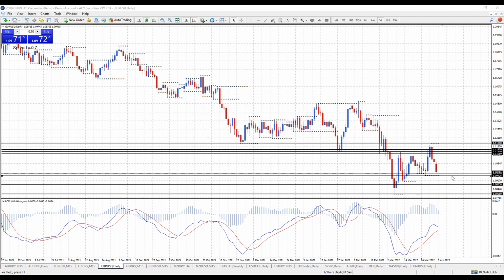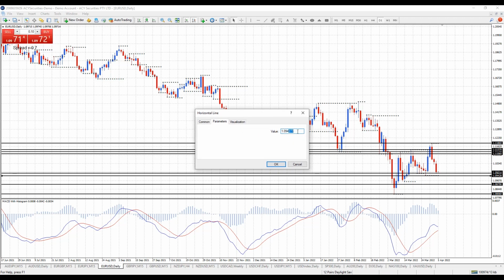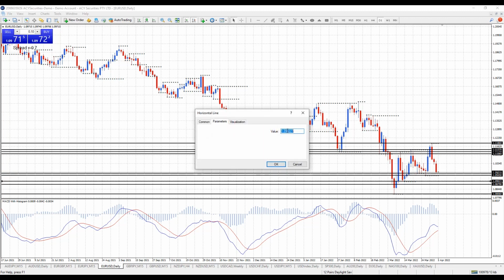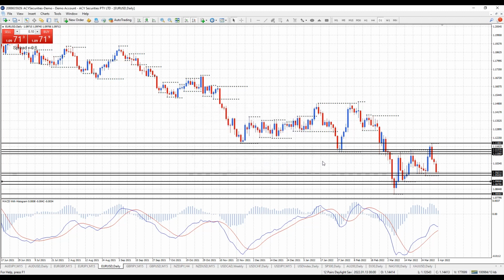109.45 is the next one. And an easier one, 109.00, is the last one. So lots of support levels to move through. So trading might be difficult on this pair as we continue a downtrend, assuming we break last week's low.